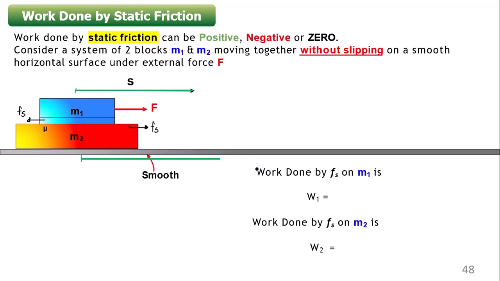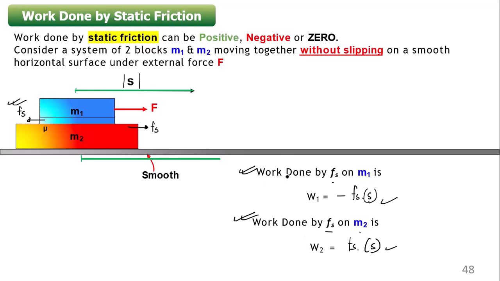If I want to calculate the work done by Fs on M1, let us assume the entire block system is moved by a distance S. The work done by static friction on M1 should be minus Fs into S. Why? Because work done is the product of force and displacement. For M1, the force is acting in the opposite direction and the displacement is in the forward direction. Similarly, the work done by friction on M2 should be positive, plus Fs into S. Since both displacements are equal, it is S here and also S there.